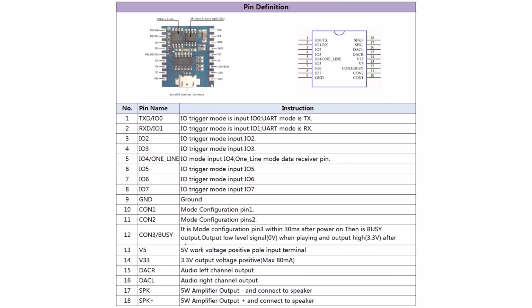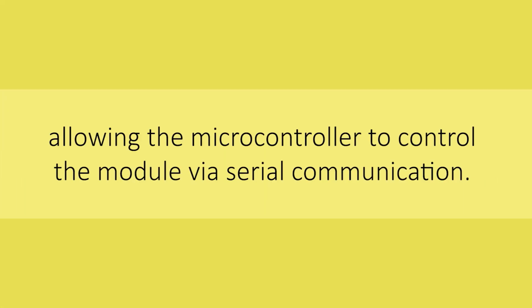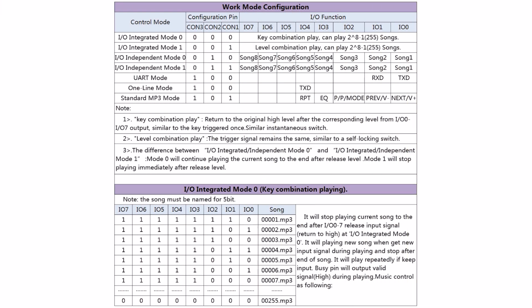In UART mode, the I/O0 and I/O1 pins function as TXD and RXD, allowing the microcontroller to control the module via serial communication. In the I/O integrated mode, 8 I/O pins are used to select audio files in binary format, enabling the selection of up to 256 separate files.